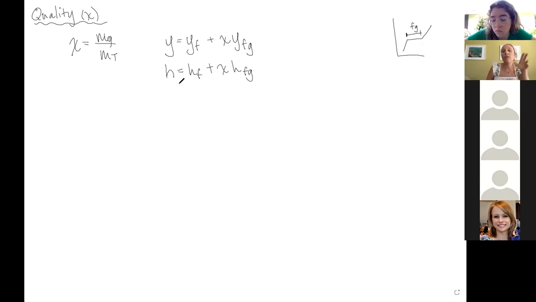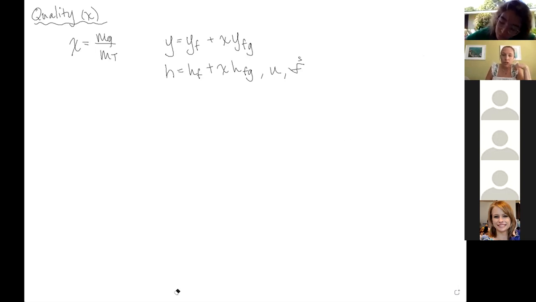So this could be for enthalpy, it could be for internal energy, it could be for specific volume. We can use this equation for a lot of different kinds of variables, which is why I do it with this generic formula of y.